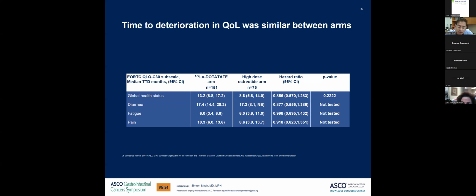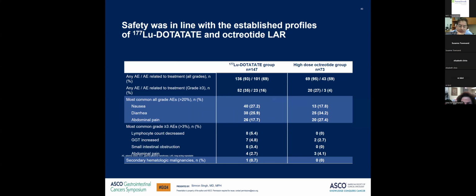When we looked at quality of life, it was similar between arms. We didn't show any change in time to deterioration between the 2 treatments. And considering that this was a first-line trial, I think this is a promising result. Safety-wise, it's very similar to what we understand about PRRT so far. At the time of the first initial analysis, there was 1 case of hematological malignancy, MDS. I can say subsequently we've had a second case. So the numbers are consistent with what we've seen before. But again, this is early follow-up, and we're going to need to continue to follow this data to really understand the first-line rate of MDS in these patients.